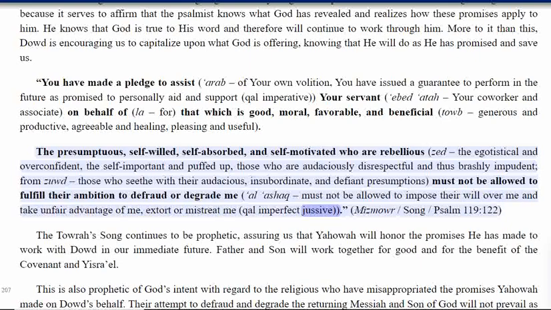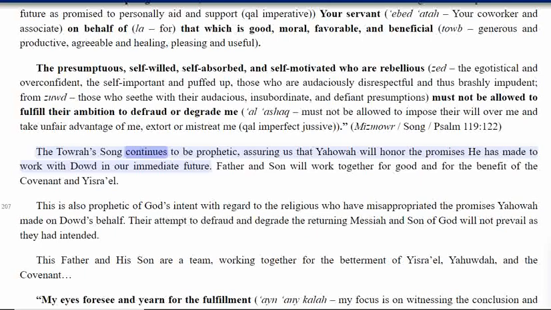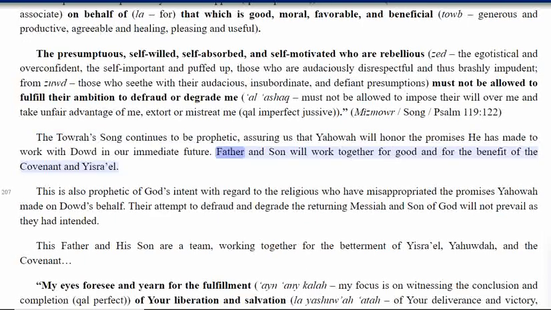Cal Imperfect Joseph. Mizmowr, Song, Psalm 119-122. The Torah's song continues to be prophetic, assuring us that Yahowah will honor the promises he has made to work with Dowd in our immediate future. Father and Son will work together for good and for the benefit of the covenant and Yisrael.